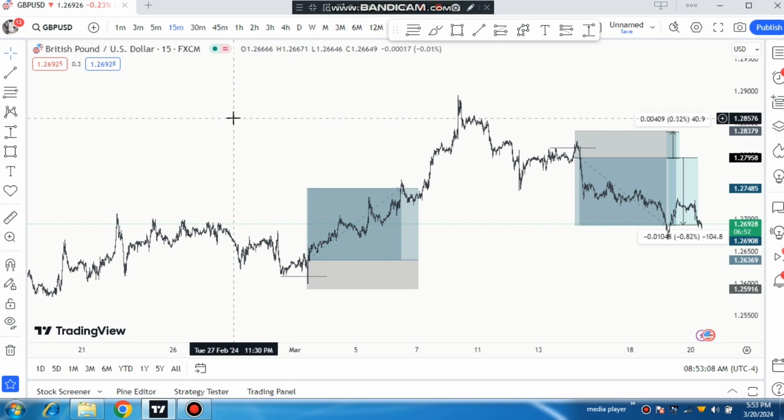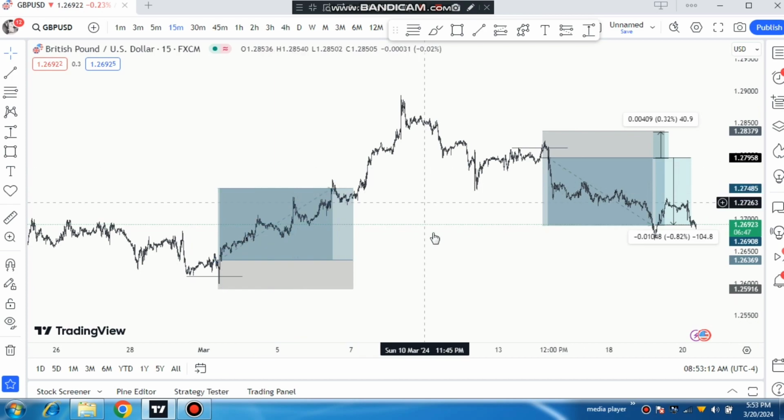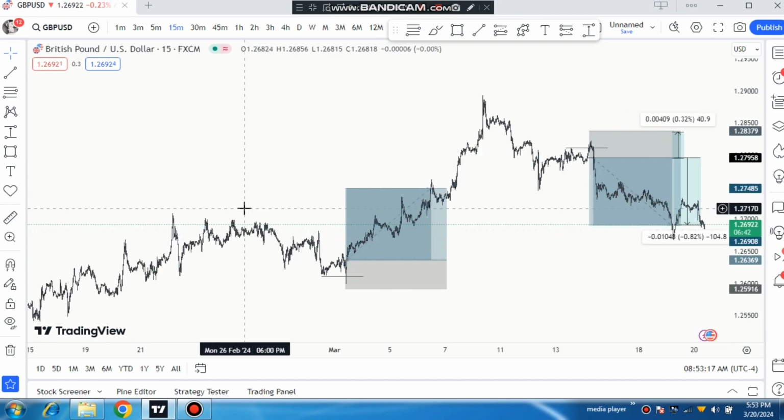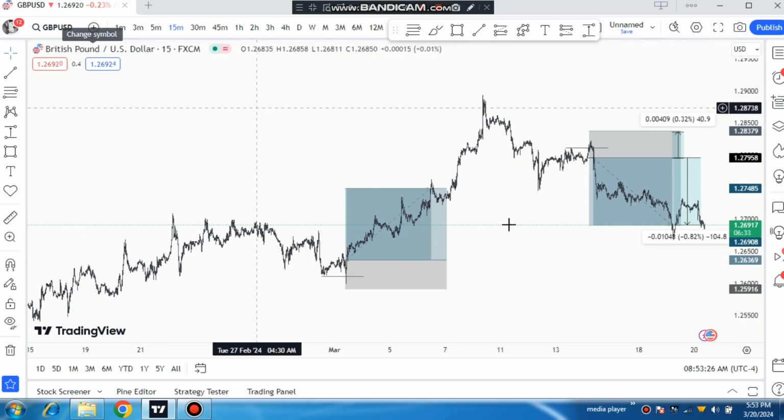So if you have any questions, you can ask me. This is pretty much all. You can backtest it yourself. This strategy is so easy to backtest. You can backtest it yourself on multiple pairs. But I myself use it on the GBP USD pair.